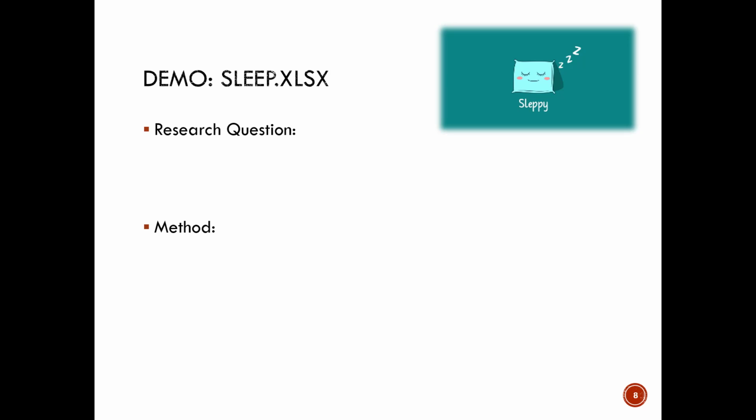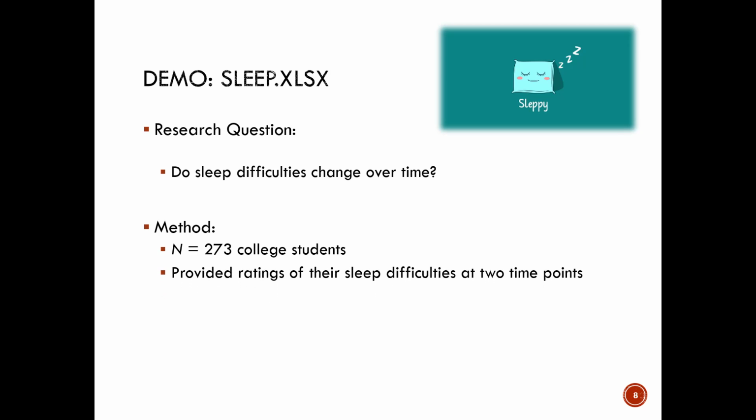We're going to go back to the sleep data set, but here is a different research question for today. Do sleep difficulties change over time in college students? Once again, we're working with 273 college students, and they provided ratings of their sleep difficulties, insomnia symptoms, at 2 time points, Sleepy 1 and Sleepy 2. Technically, in this case, the DV, which is a continuous variable, is measured twice. Sleepy 1 and Sleepy 2 represent 2 different measurements of the same construct.